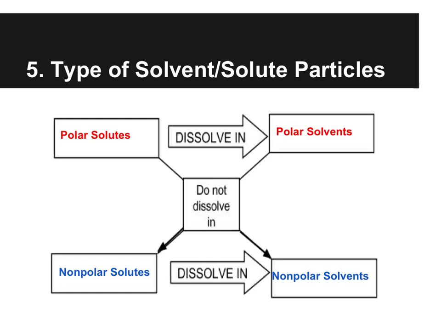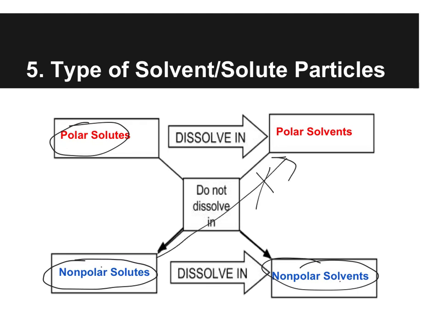The final factor that will affect solubility is the type of solvent or solute particles. Generally, polar solutes are going to dissolve in polar solvents, but polar solutes do not dissolve in nonpolar solvents. The same is true for nonpolar solutes, so we get vice versa, where nonpolar solutes will dissolve in nonpolar solvents, but they do not dissolve in polar solvents.